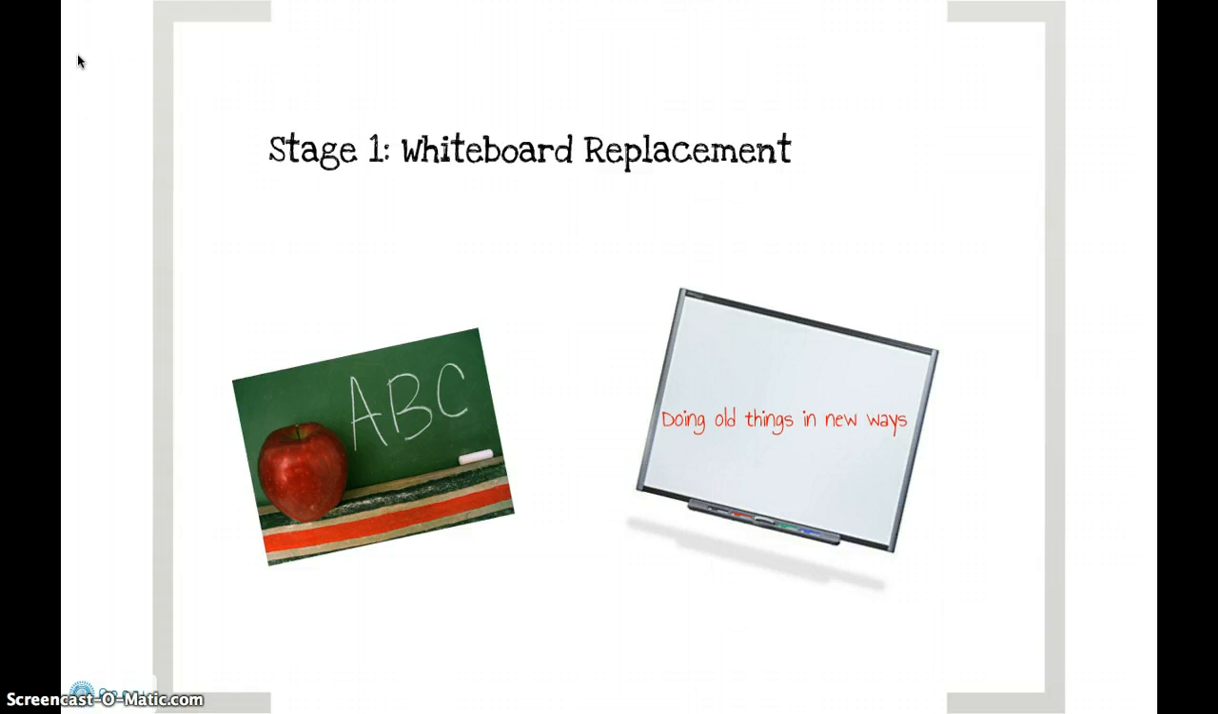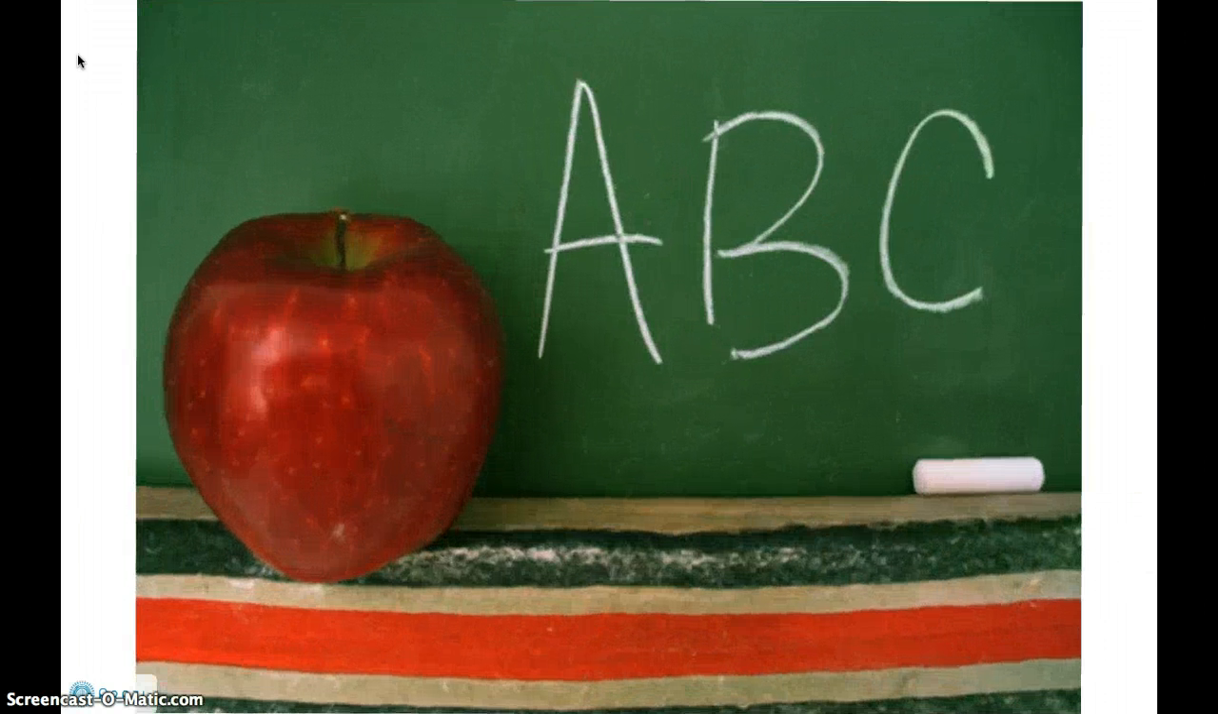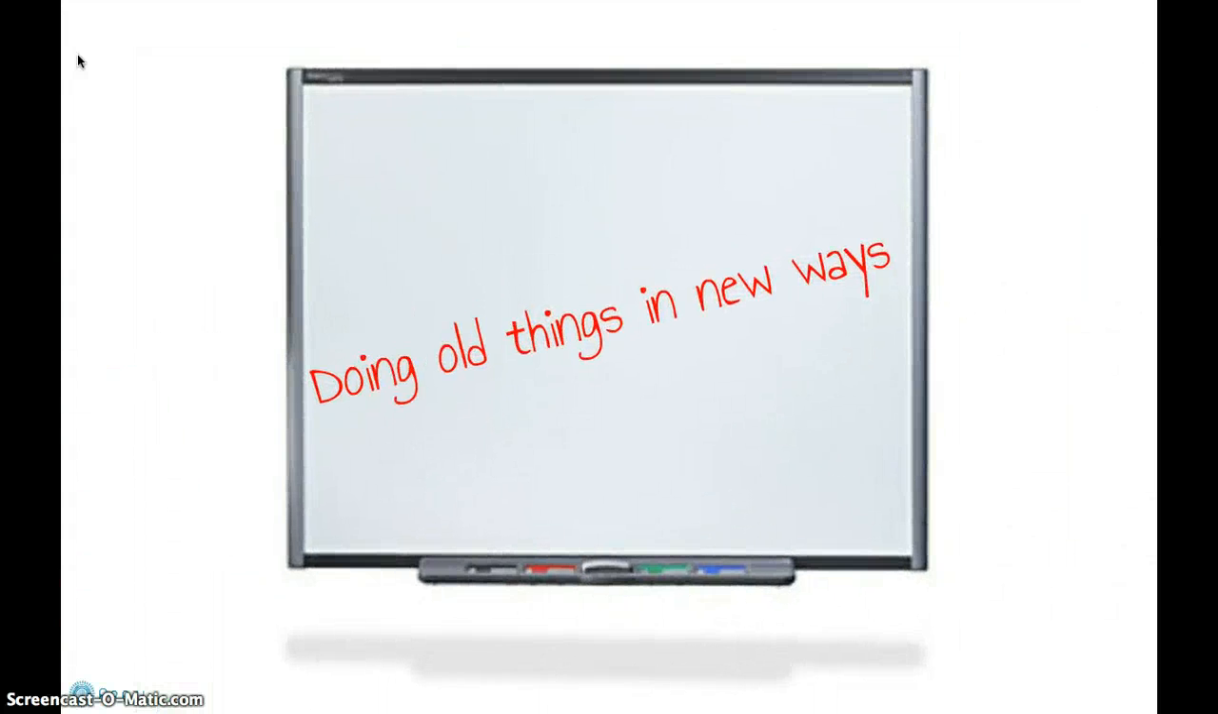So basically at this stage, unfortunately, teachers are using their whiteboards as chalkboards. They're not doing anything new with them. They're basically using their IWBs to write on. So in this sense, they're doing old things in new ways. They're not implementing the software or any new ideas that they could be teaching with the IWBs in their classroom.